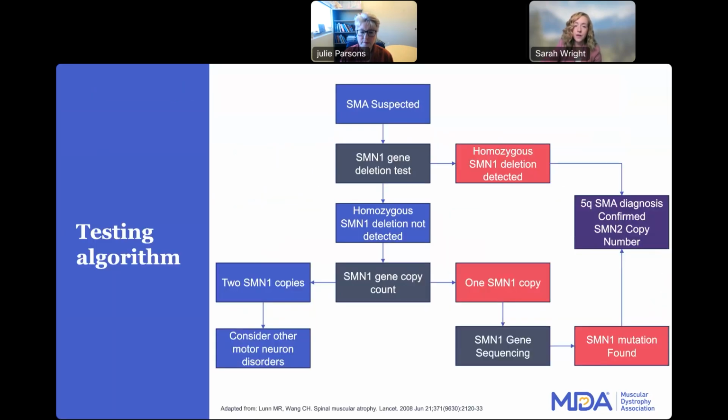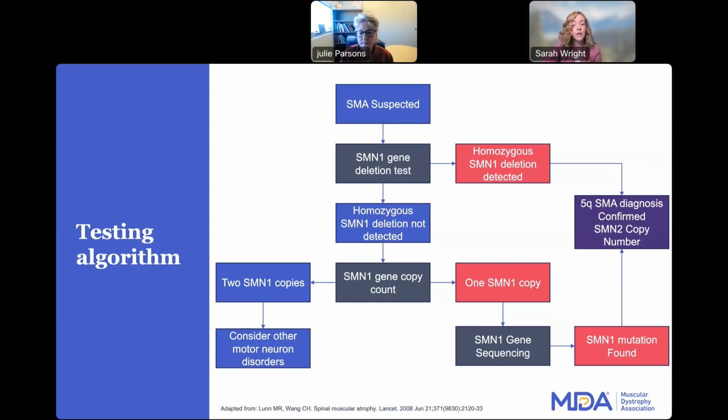And so this is a very complex testing algorithm, and we won't get into too much depth, but we want to point this out because this is important to how we understand newborn screening. When we talk about the patients who have SMA, approximately 95% of them will have a full homozygous deletion of SMN1. And this is what is detected on newborn screening testing programs. If that is detected, then we have a diagnosis of chromosome 5q spinal muscular atrophy, and then we go on to determine the copy number.